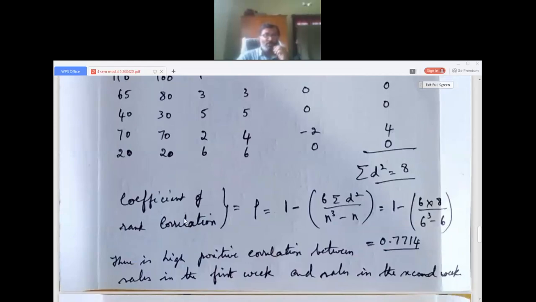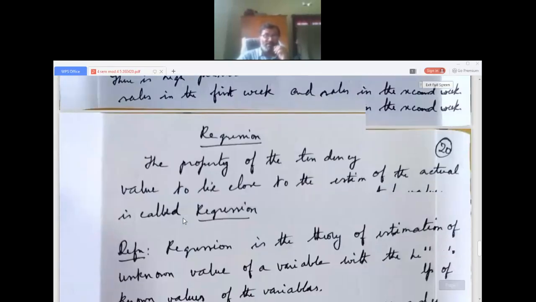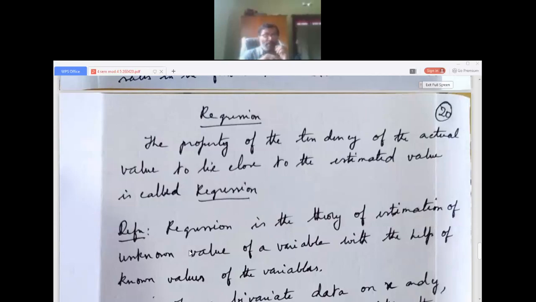Then we saw the concept of regression, which is the theory of estimation of unknown values of a variable by using the known values of the variable.